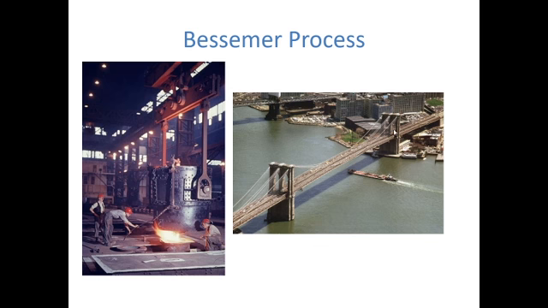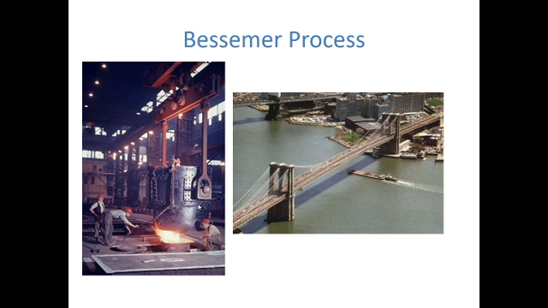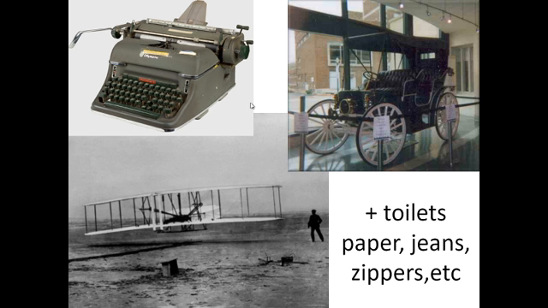Okay. The Bessemer process made what was a rare metal, steel, much cheaper and faster to produce. Steel is basically just iron that's treated with other things to make it even stronger. And so once you get steel being super cheap, now you get skyscrapers and bridges and all sorts of fancy things, okay? And it just continues. It just keeps coming. Typewriter, cars, airplanes, toilets, paper, jeans, zippers, on and on it goes.